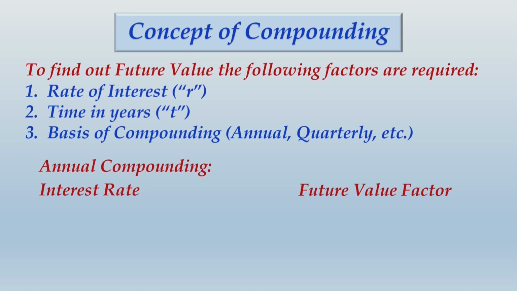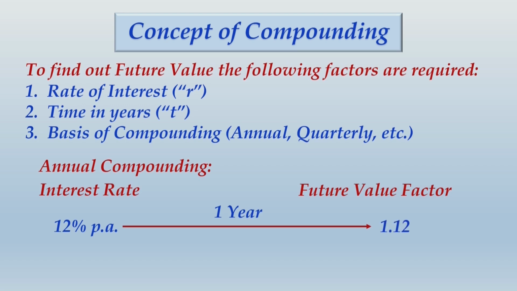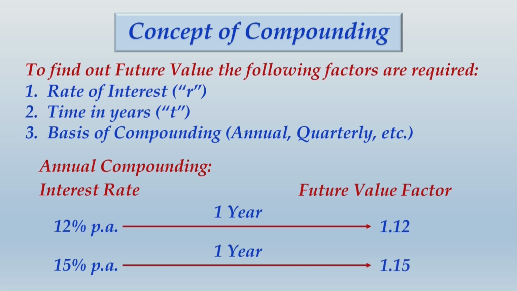If the interest rate is 12% per annum and the time horizon is 1 year, whether you borrow or invest $1 at the beginning of the year at 12% per annum interest, by the end of the year $1 will become $1.12. You know it very well, right? So the future value factor will be 1.12. If the rate of interest is 15% per annum and the time horizon is 1 year, the future value factor will become 1.15. Let us move ahead.